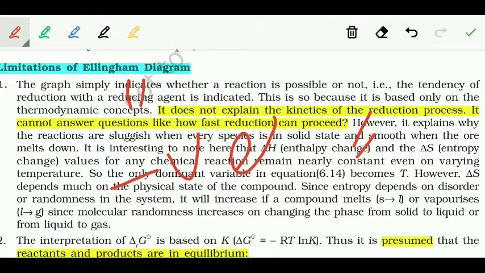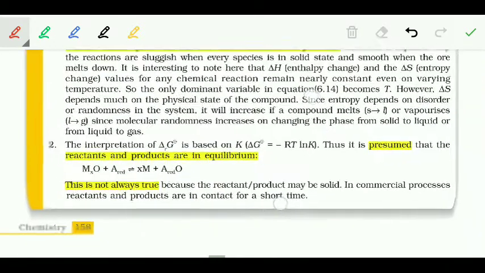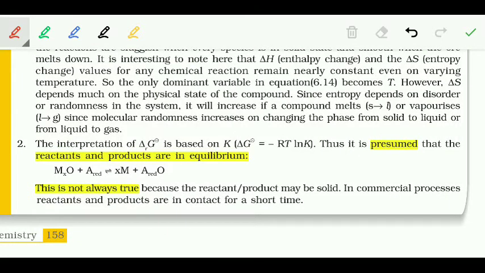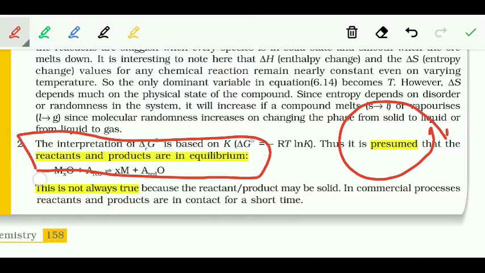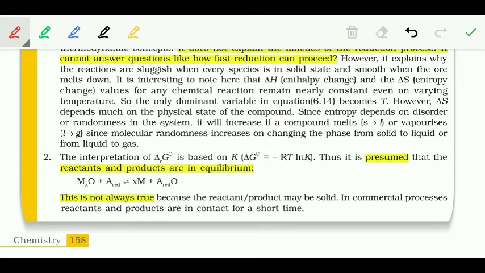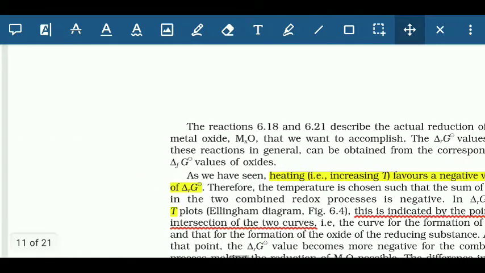Now the second limitation is about equilibrium. The scientist pre-assumed that the reactant and product are in equilibrium. But actually this is not always true, because the reactant or product may be solid. In commercial processes, reactants and products are in contact for a shorter time. For equilibrium, the time period must be longer.